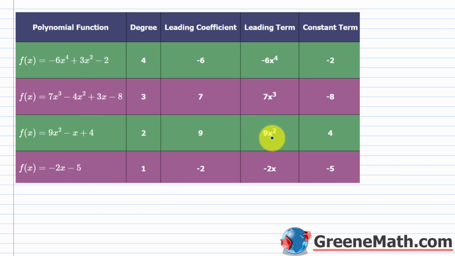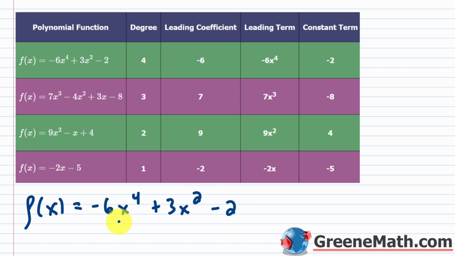All right, just to make sure we're all on the same page, we're going to do a quick example. So I have a little table here. We have the polynomial function, the degree, the leading coefficient, the leading term, and then the constant term. So let me go slow for the first one, and then for the next ones, we'll just blow through it. So we have f of x is equal to, you have your negative 6x to the 4th power plus 3x squared minus 2. So this is written in standard form.